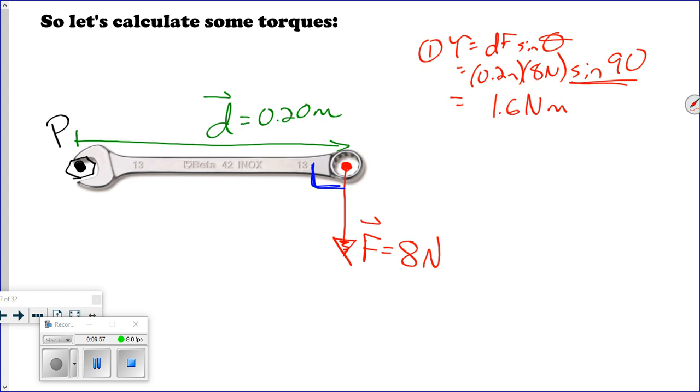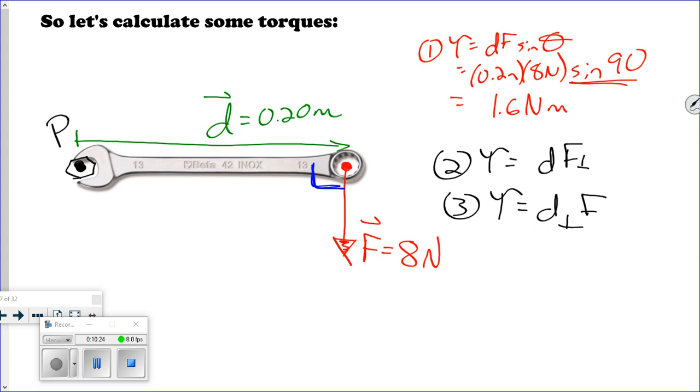Now, if you wanted to use options 2 and 3, they're a little bit silly, right? Because option 2 was, I don't remember which one was 2 and which one was 3, but whatever. Calculate the component of the force that's perpendicular to your lever arm and multiply it, right? Well, our force is perpendicular, so you just get 0.2 times 8. And then similarly, number 3 is find the perpendicular component of the lever arm and multiply it by the force. Well, again, our lever arm is perpendicular to the force, so you just multiply, all right? So these are all going to give us 1.6 Newton meters, all right?